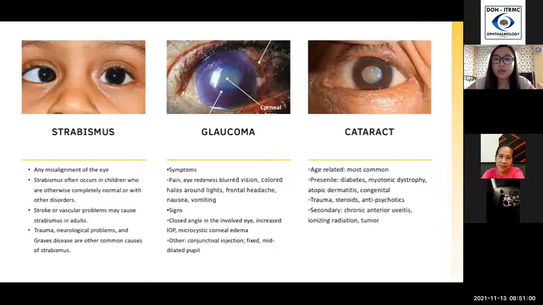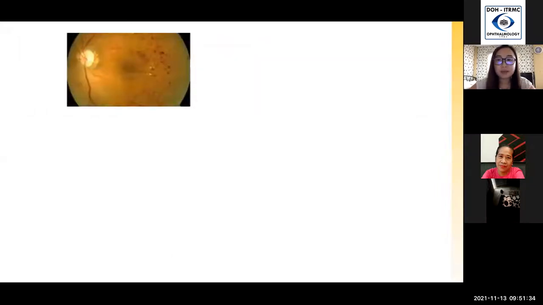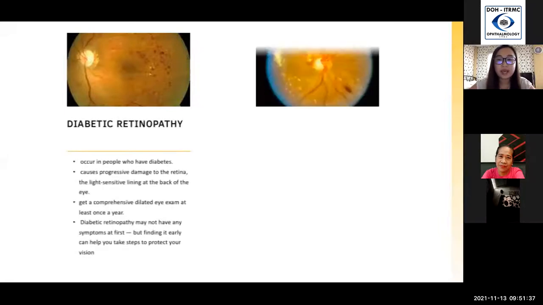So in children, we have to be very particular. We have to be very careful, because if we see an opacity in a child, sometimes it can be mistaken as a cataract. But it is very important to note that it can be a tumor, which we have to identify, like retinoblastoma in children. So it is important that if you see these types of patients, you ask them to seek consult with an ophthalmologist.